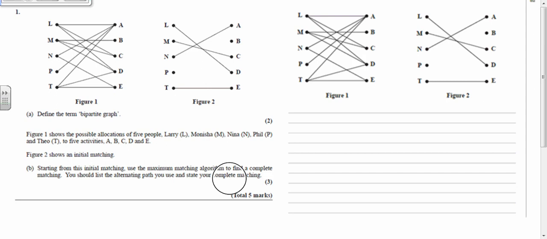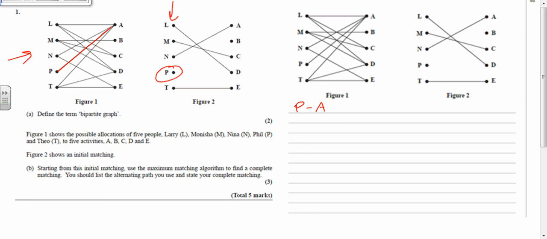I'm going to come back to this point, but stating your complete matching, that is where people tend to lose one of the marks. So what we do is we go down here until we come across our first unmatched node, which is P. So we write down P, and we then use this graph here, and we see what we can match P to. So P can match to A. So we write a single line to A.